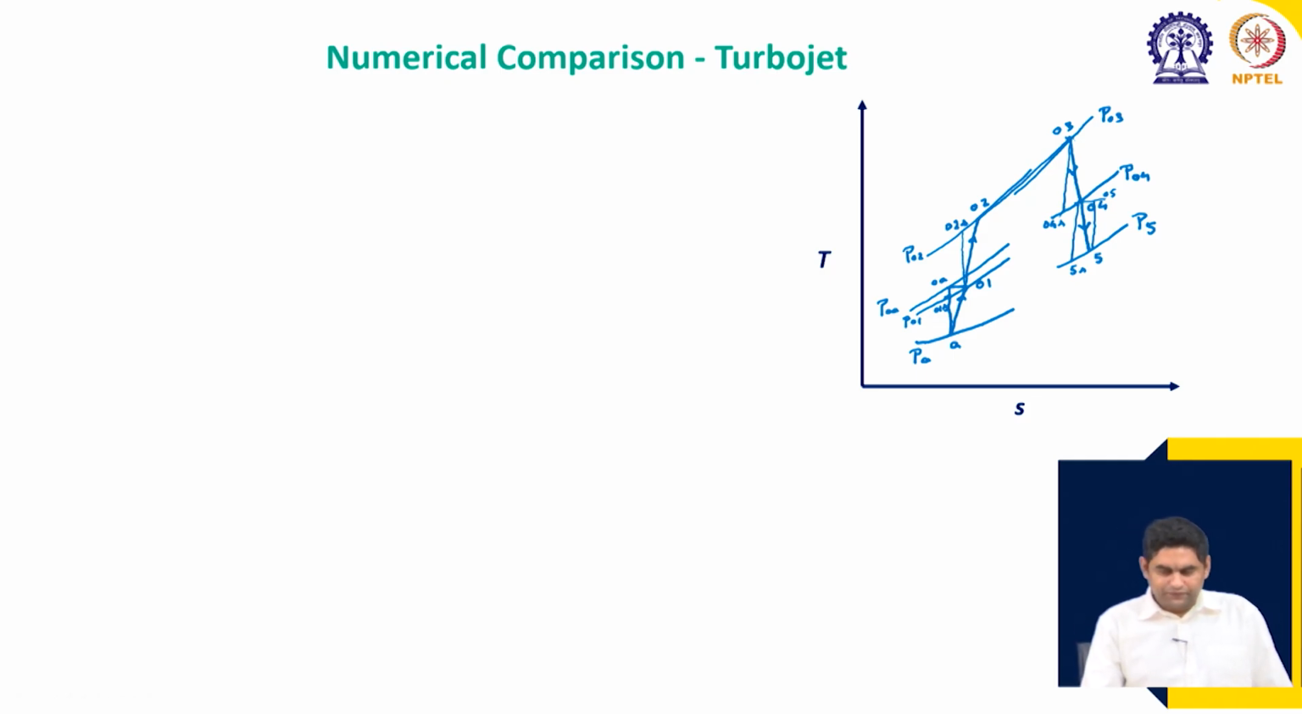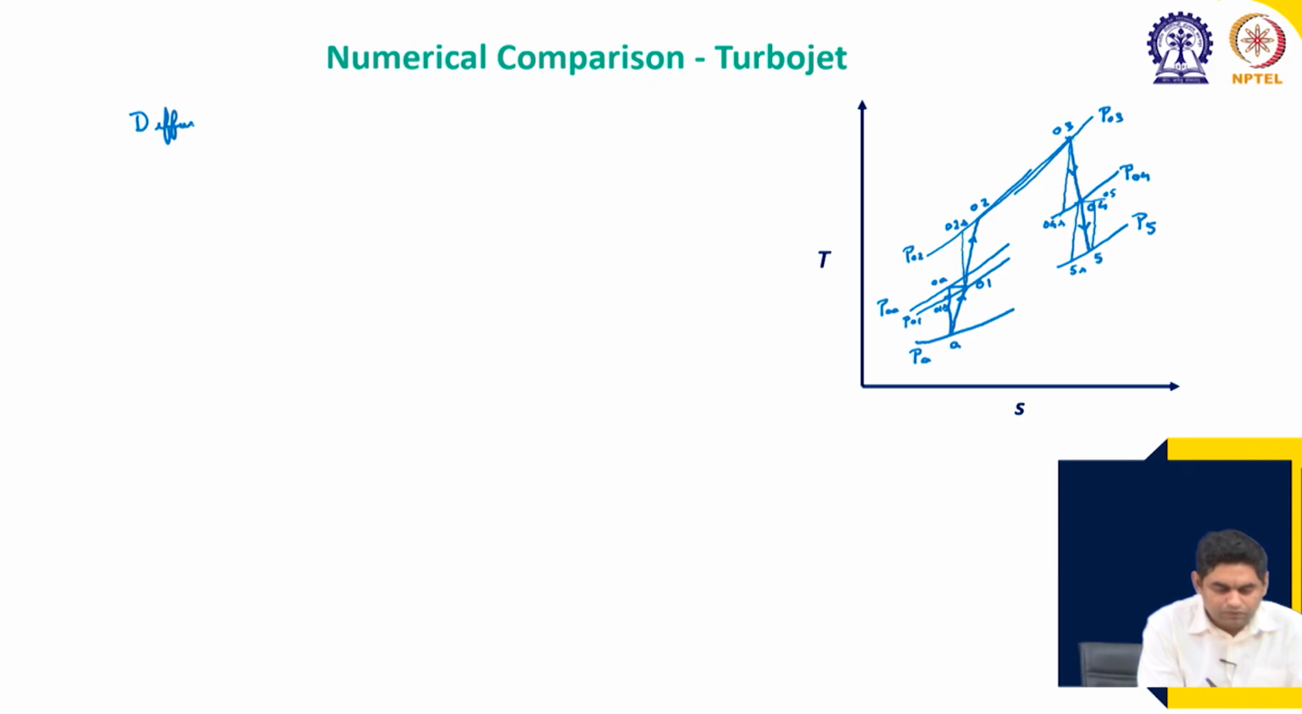Let us see. So, we start with the diffuser. Diffuser calculations remain the same, so we can quickly do the diffuser calculation. We will find that T 01 is equal to 257. I am just writing down the values, you can solve on your own and then compare.